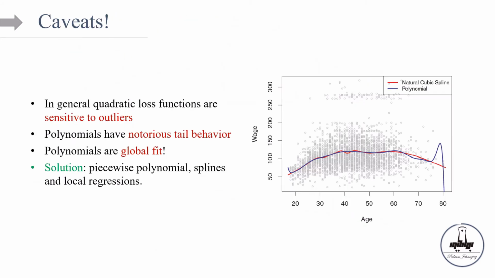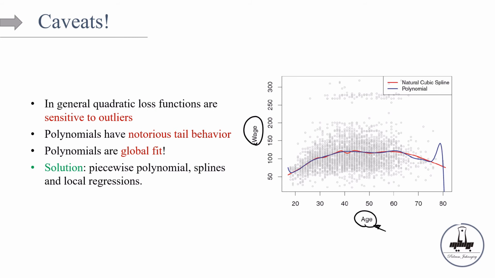Now let's talk about the caveats of the polynomial regression model and conclude this section. Okay, so imagine this is our data. We're looking at wage versus age. And at the end of the day, you want to predict the wage of an individual based on their age.